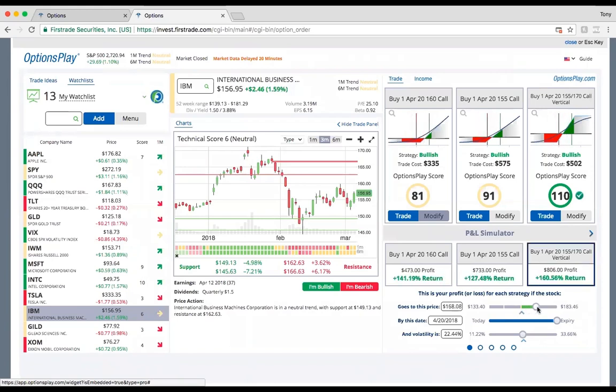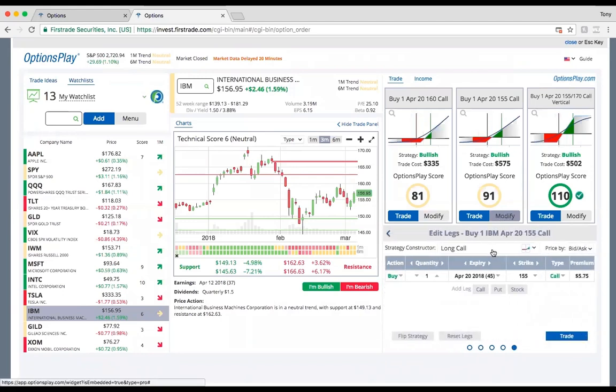And you can very quickly see which strategy gives you the best return so that you know definitively which strike to buy or which expiration to buy, because you can put them side by side and use the P&L Simulator and see exactly what the expected return is.